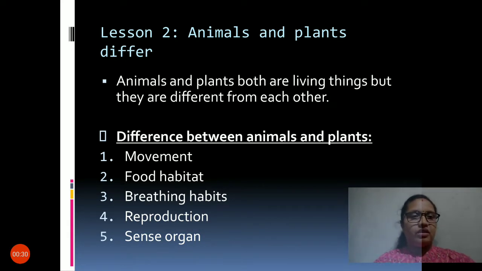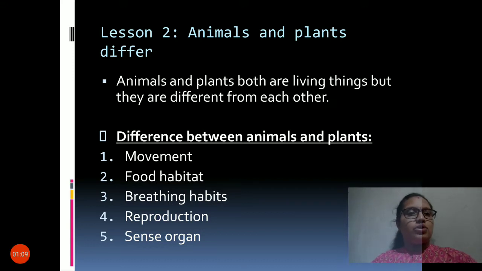Last session we have seen living things and non-living things and the features of living things and non-living things. Correct? There we discussed that animals and plants are both living things and some features of living things. Okay, let us see how these living things have different characteristics. Animals and plants both are living things and they show the features of living things also, but there is a difference between animals and plants.